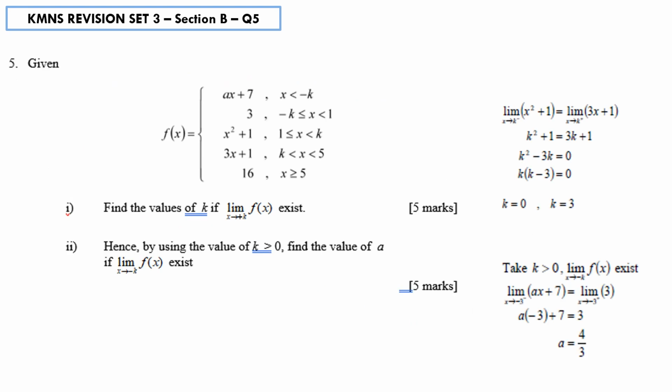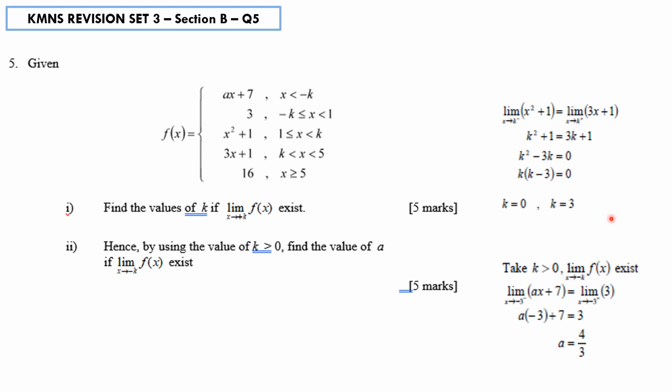Lastly, for revision set 3, question 5 from section B, it asks you to find the values of k if the limit as x goes to k for f(x) exists. So we have to use the existence of limits condition, which is that the limit as x goes to k minus must be equal to the limit as x goes to k plus. Since we have 5 functions here, we have to choose which function to use for k minus, which is obviously the third function, x squared plus 1. And for k plus, we must use 3x plus 1, the fourth function. We equate them to get the values of k, which are k equals 0 and k equals 3.